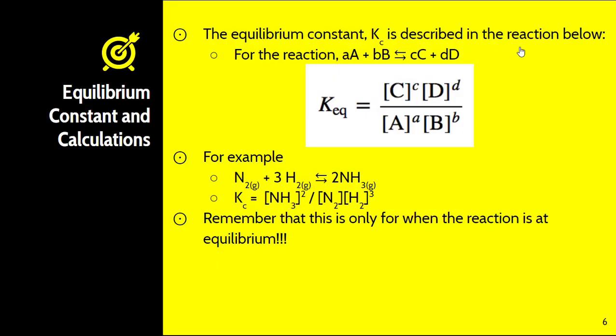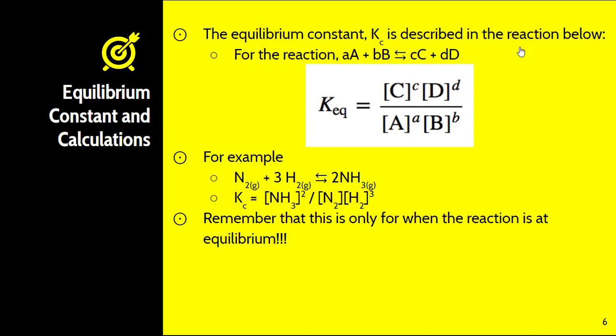So how do we determine the equilibrium constant? Well, the equilibrium constant, Kc or Keq, is described in the reaction below. So if we have a reaction where we have a coefficient of a for compound A, a coefficient of b for compound B, c for C, d for D. Remember, all the lowercase letters are coefficients, and all of your chemicals are uppercase. It's basically the concentration of your products divided by the concentration of your reactants.